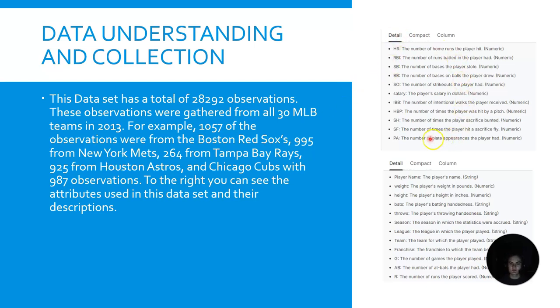So here is a little bit of information on the variables that I used in this data set. For example, home run, the number of home runs a player hit; player name, the player's name; salary, which is obviously what we're measuring; BB, the number of base on balls the player drew; throws, the throwing handedness, so if they're left or right-handed. So here you can see these different variables that I used.